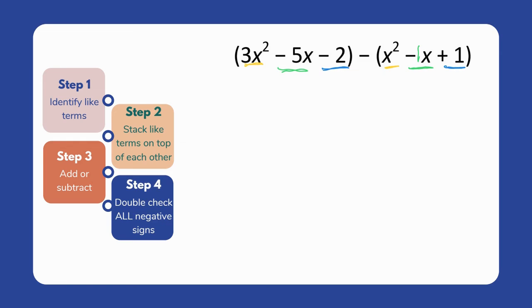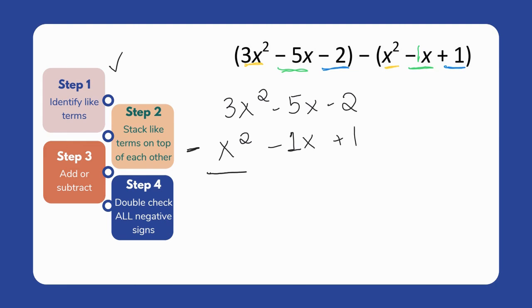All right, so we did step number 1. Now let's go ahead and do step number 2. We're going to stack our like terms on top of each other. So we have 3x squared minus 5x minus 2. And we have x squared right underneath its like term. We have negative 1x, and we have positive 1. And we are subtracting. So we need to remember that for each of these terms, we will subtract.